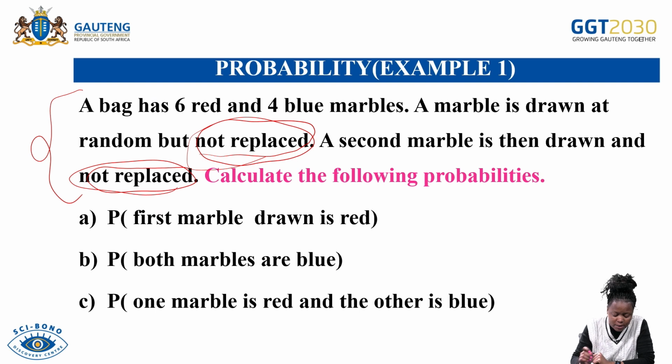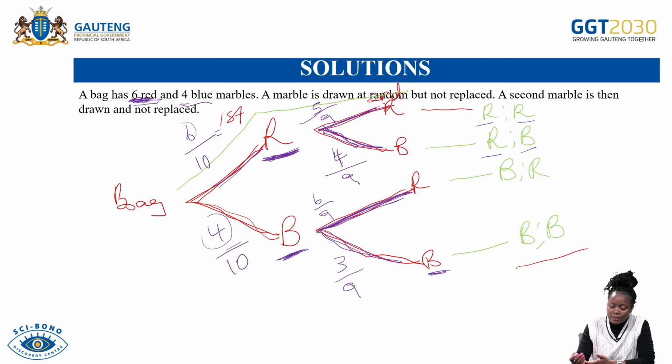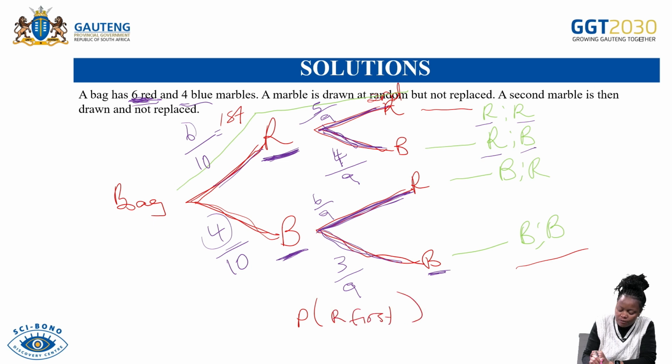The first question, it is saying, calculate the following probabilities. Letter A, calculate the probability of the first marble being thrown is red. So we go back to our tree diagram. Now the answers that are in this tree diagram. So they're saying we need to find the probability of the red marble being the first to be thrown. So the red marble being the first to be thrown in the first row, then it means in your first row you can either get the red marble or the blue marble, right?